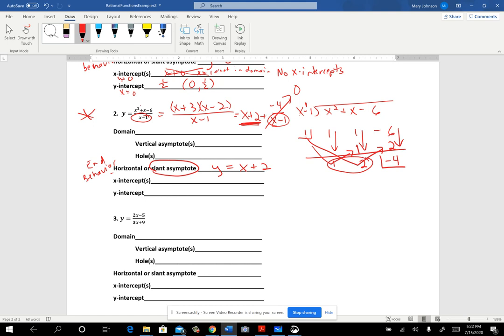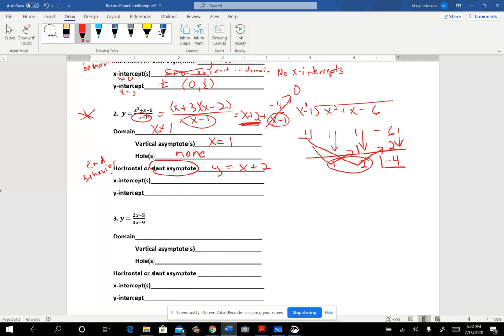All right, now domain has to do with where it's undefined. So the denominator can't be 0. So that means x can't be 1. And that's the only issue. And see how there's not an x minus 1 factor on top. So you can't fix the problem by canceling it out. So that means you're going to have x equals 1 as a vertical asymptote. And there aren't any holes.